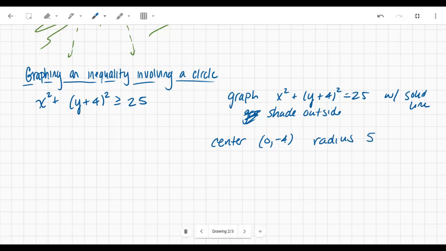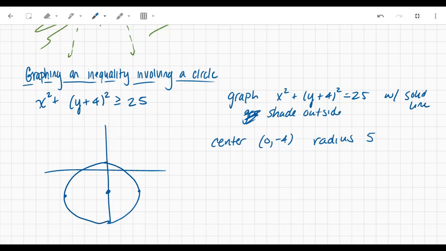Okay, so we're going to graph 0, negative 4, with a radius of 5. Okay, and then a solid line, or solid border, I guess. Ooh, it's a little bit more ovalish than I wanted. Okay, and then we're going to shade outside of the circle.